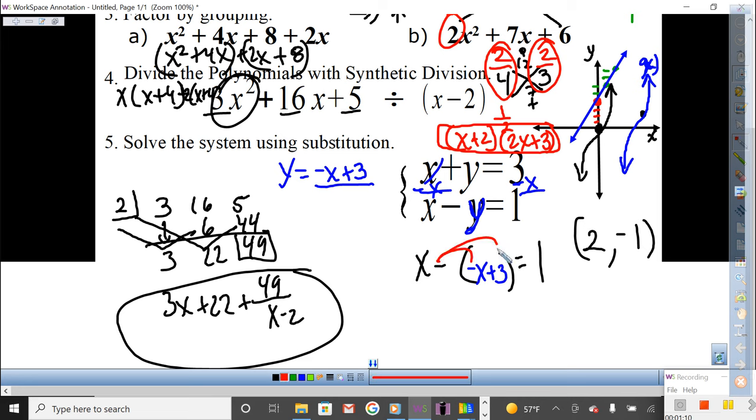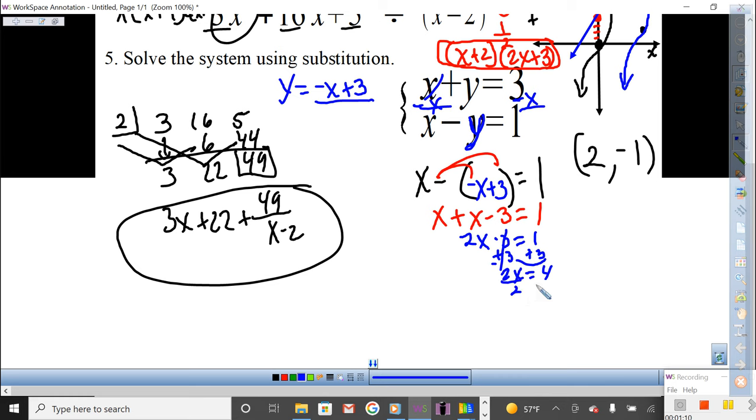So I distribute the negative, that becomes x plus x minus 3 equals 1, which means this is 2x minus 3 equals 1, plus 3 plus 3. 2x equals 4, divide by 2, x equals 2. Did we get that? Yes.